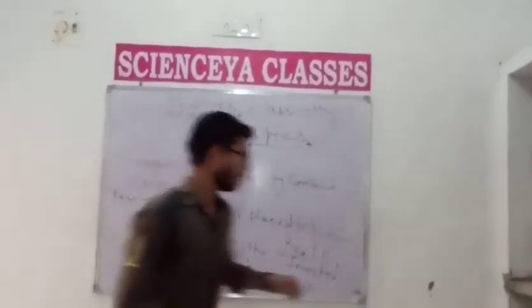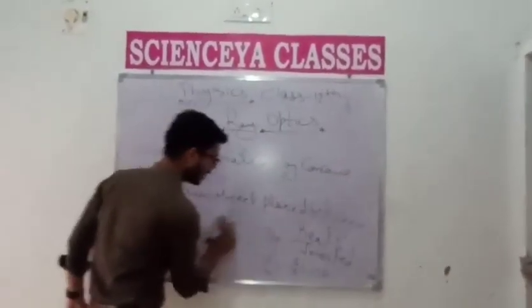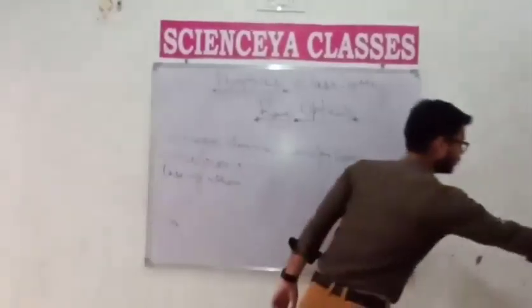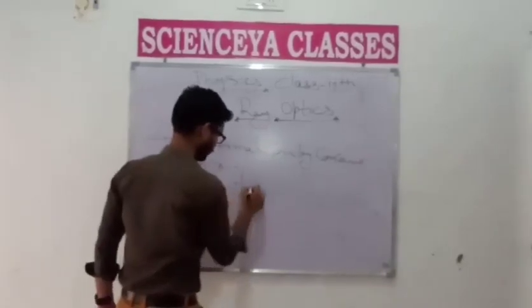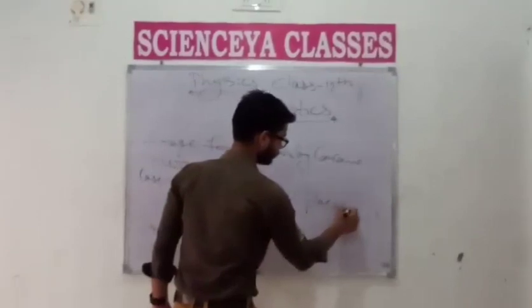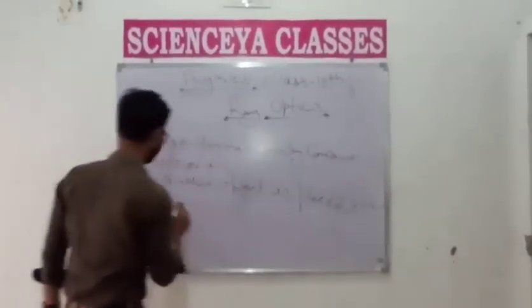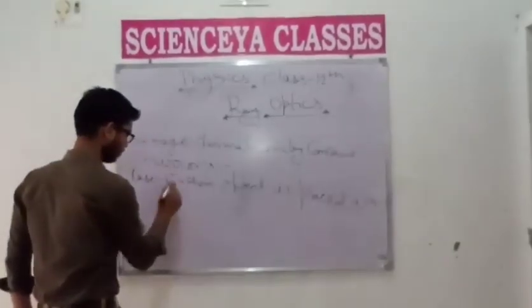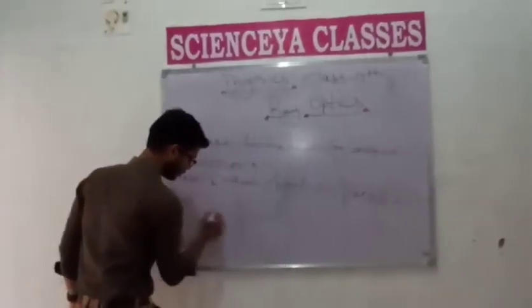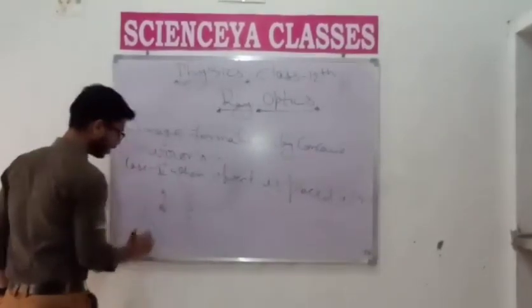Simply student, we are discussing case 5, when the object is placed at focus. Okay student? Case 5, when the object is placed at focus. This is the object AB, and this is the center of curvature.